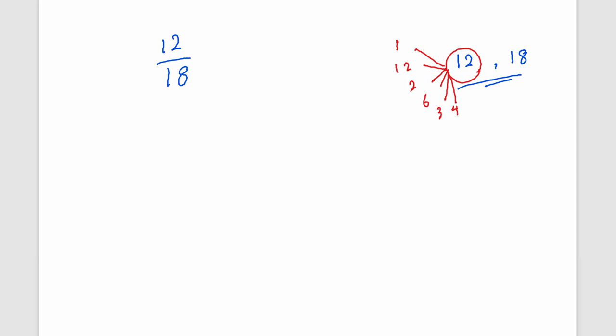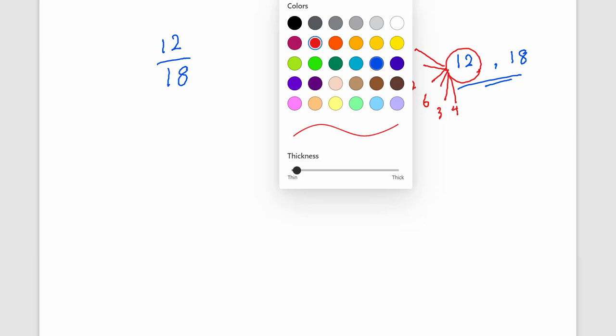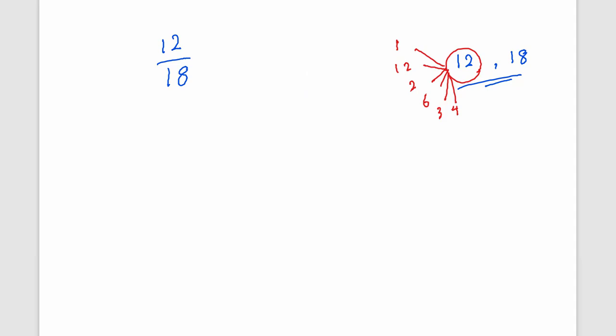Let's see them one by one. Of course, we have 1 as a common factor for all numbers, and we cannot divide by 1. So 1, we cannot use it. Why? Because if I divide by 1, I will get 12 over 18 again. It's the same fraction, not an equivalent fraction. Okay, 12, you told me that we cannot divide 18 by 12.